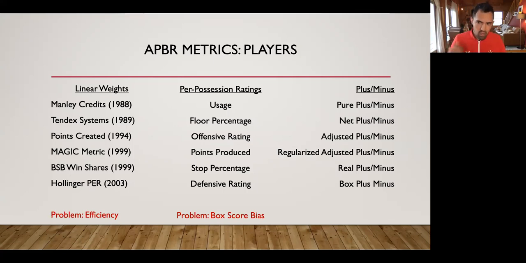Again, I'm not going to go through all these one at a time, but plus minus iterated over 15, 20 years or so, from what we know of as pure plus minus, which is simply: what is your effect on the score when you're in the game? How does the score change when you're in the game? All the way through to some really complex regression-based plus minuses. Regularized adjusted plus minus was really big for a while.